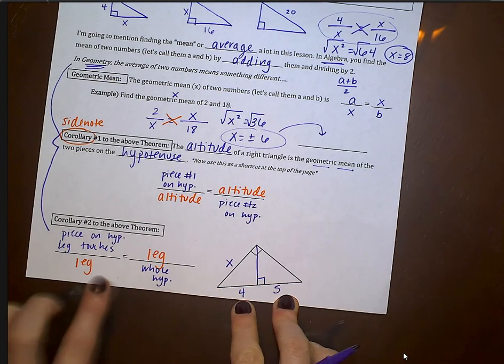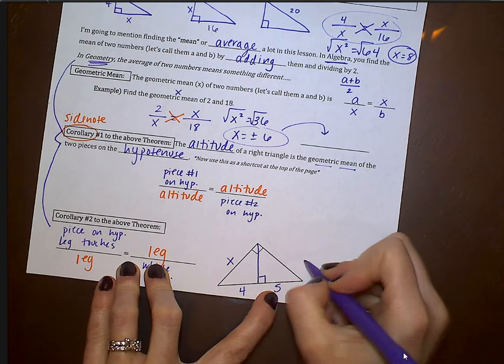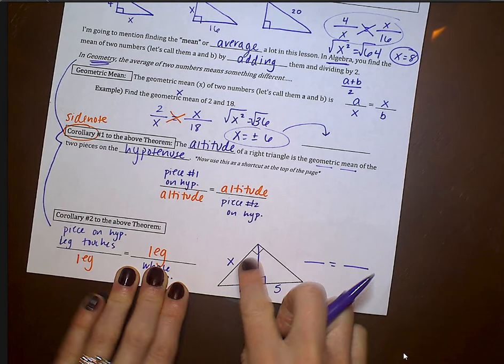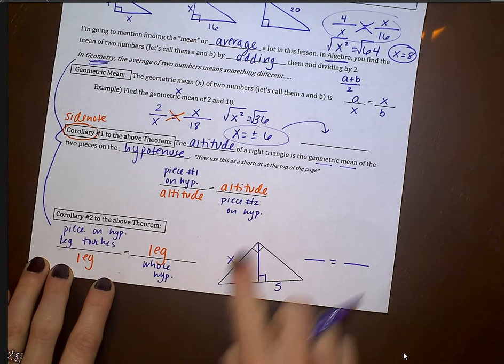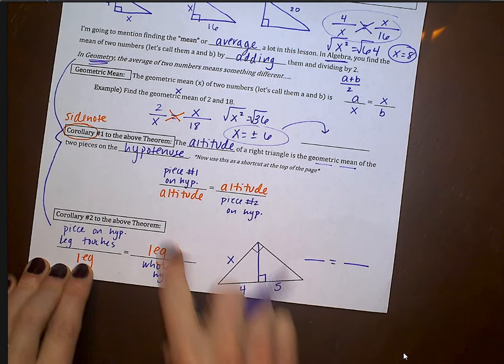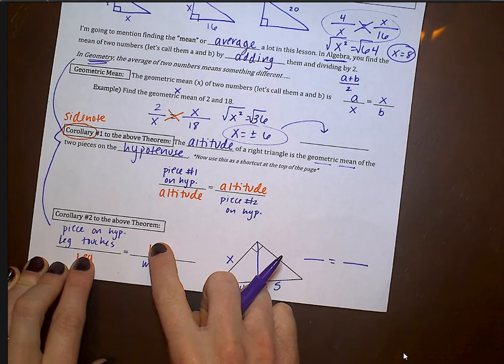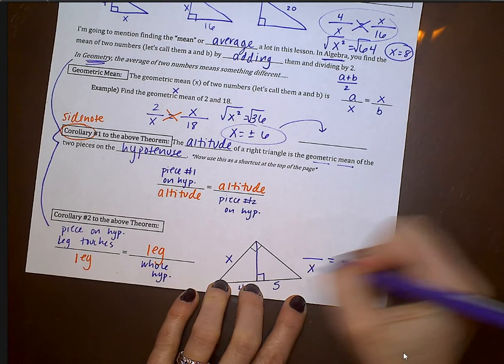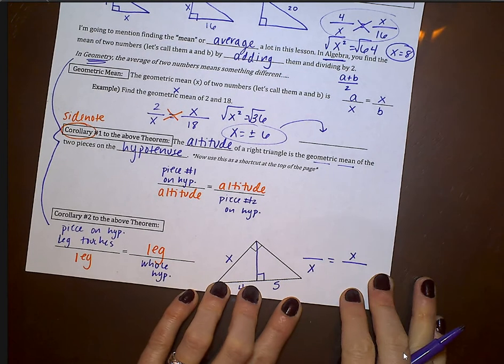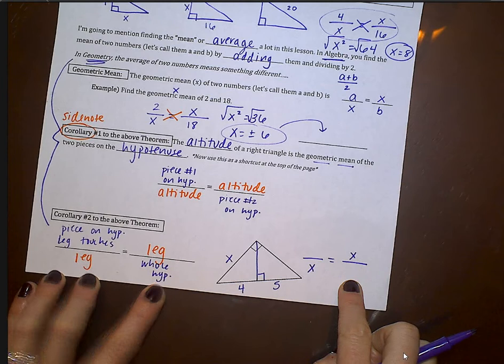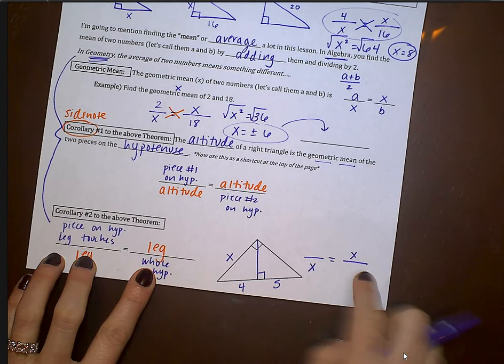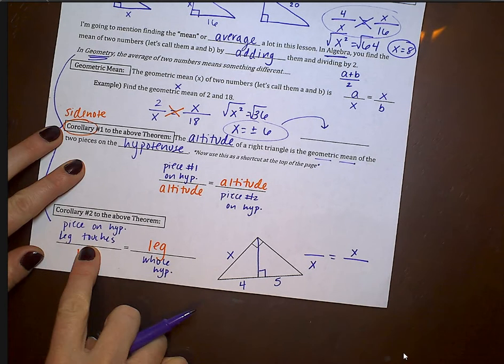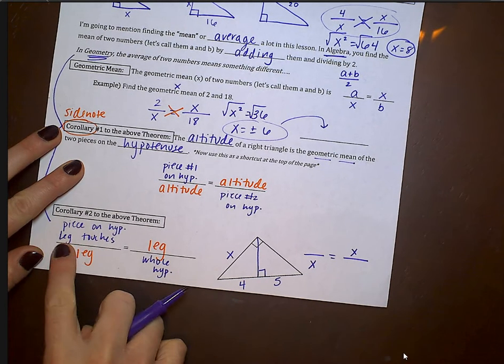Here's how you would use this shortcut to set this up. So I see, oh look, I'm trying to find one of the legs here. So I'm going to fill x in both places, because that's the leg I'm talking about. And x is the geometric mean of these two numbers. In one slot, I put the piece on the hypotenuse that the leg touches.